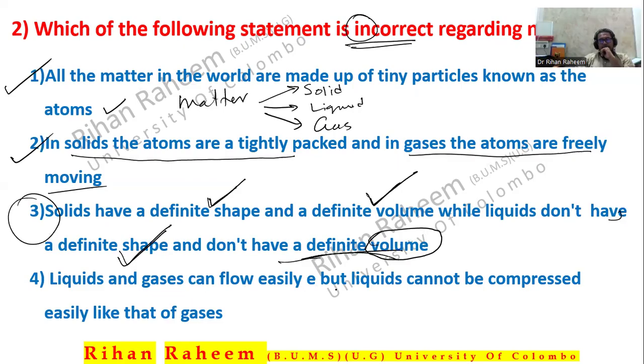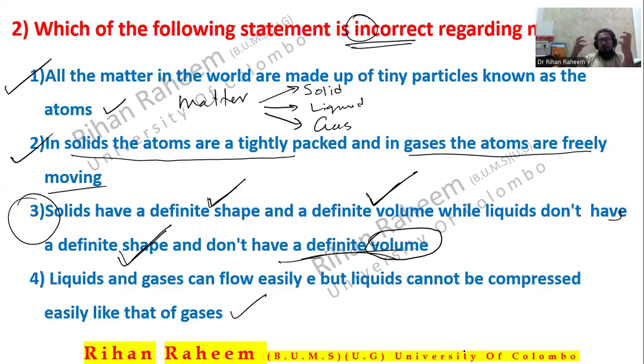Liquids and gases can flow easily, but liquids cannot be compressed like gases. Yes, liquids cannot be compressed. Gases, from a big cylinder, you can put into a small cylinder and compress as much as you want. But liquids, you can't compress like that. When you compress it, it will create a pressure on the opposite side. You have not studied this yet; you will study it in third term.